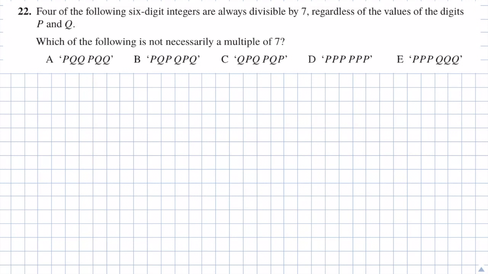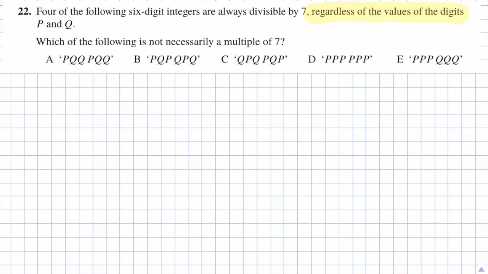Question 22. 4 of the following 6-digit integers are always divisible by 7, regardless of the values of the digits P and Q. Which of the following is not necessarily a multiple of 7? We've got answers A, B, C, D, and E. The question says that 4 of the 6-digit integers are always divisible by 7, regardless of the values of the digits, so that means we can use any values for P and Q.